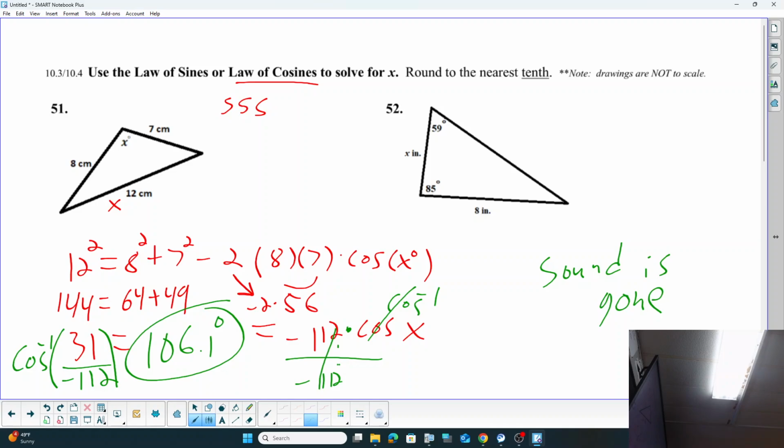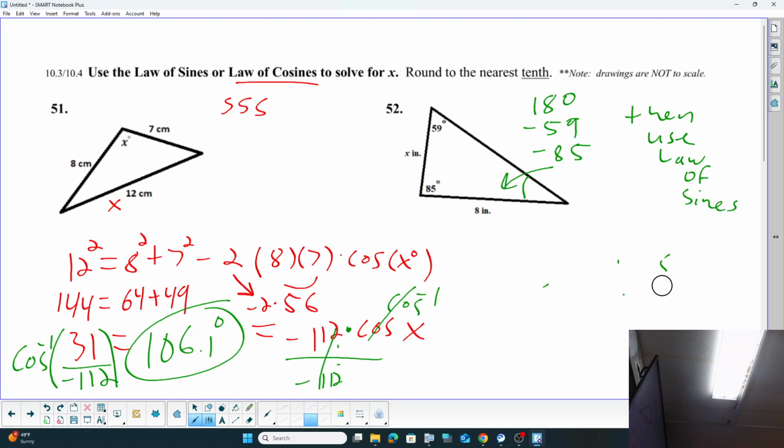So use the law of sines, use the law of cosines. Find this missing angle, 180 minus 59 minus 85. Get that angle here. Boom. And then use the law of sines next.